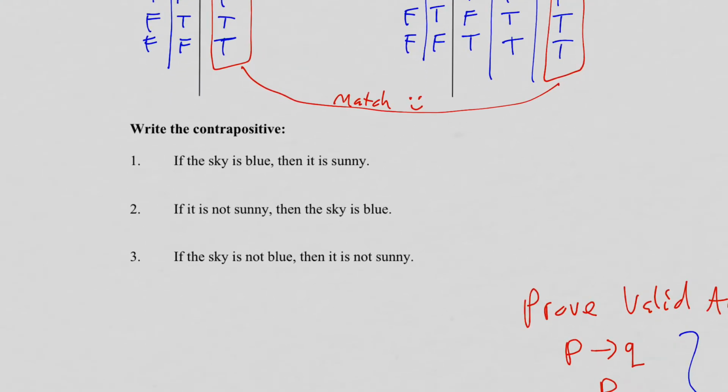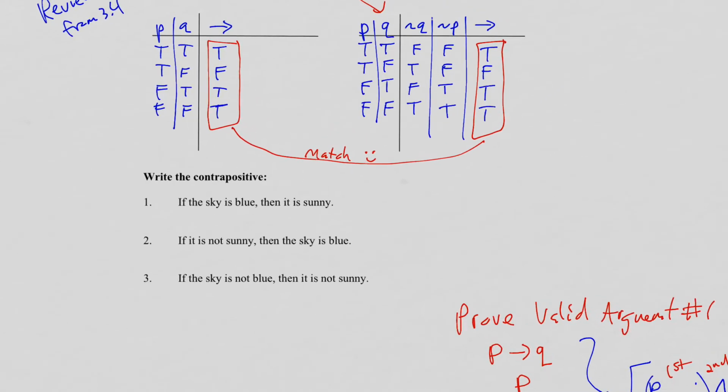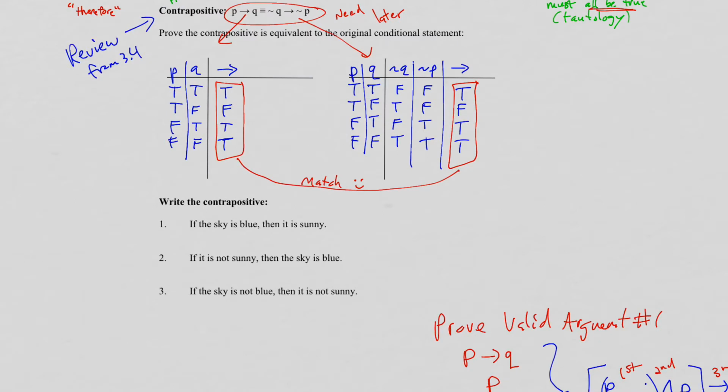So it says, if the sky is blue, then it is sunny. So basically, you want to negate. If this is P and this is Q, then you want to do the negation of both of those statements with the second part first. So if it is not sunny, then the sky is not blue.